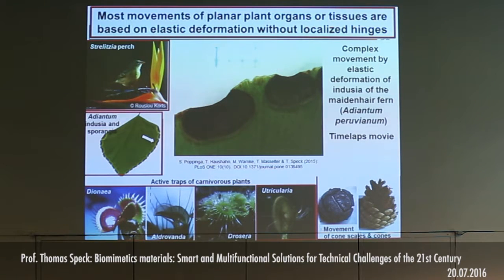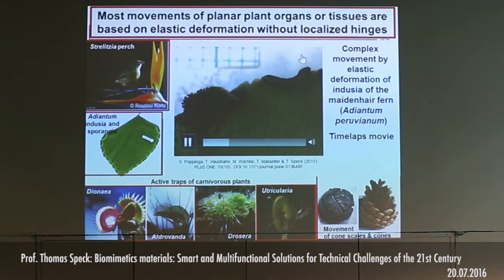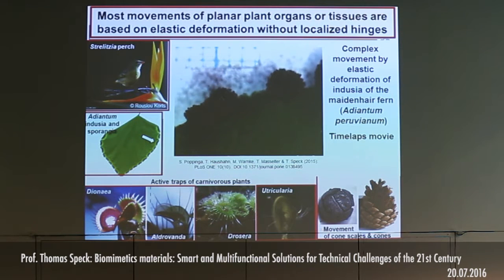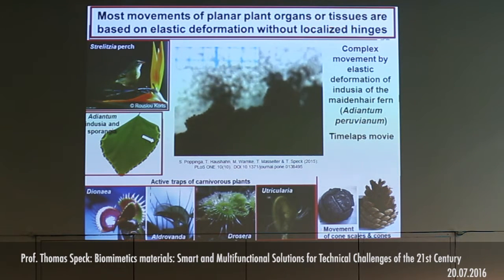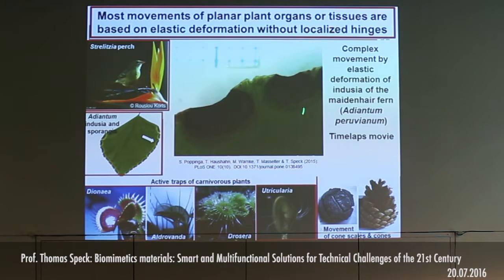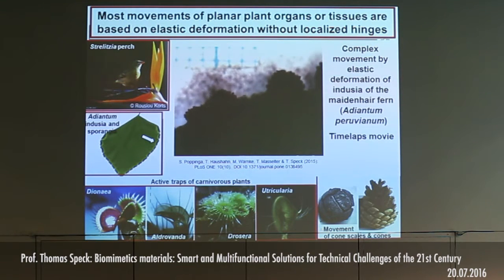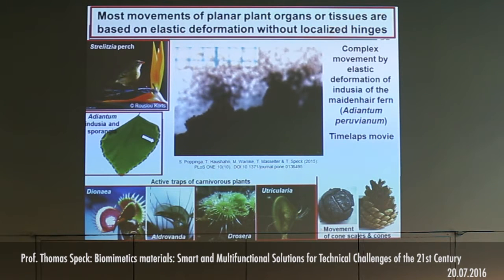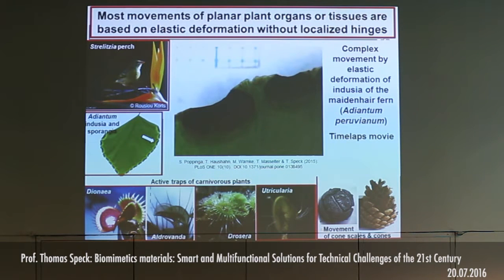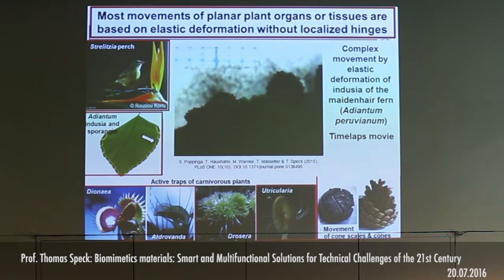This is a maidenhair fern, and it's a time-lapse movie. It takes about 1 to 2 hours depending on humidity, and you see this complex movement of these indusia, and it's purely driven by humidity changes, and it can be repeated without any change in the movement pattern several hundred times. It's a very nice way to see how, without a localized joint, complex movements can be brought about in plants.